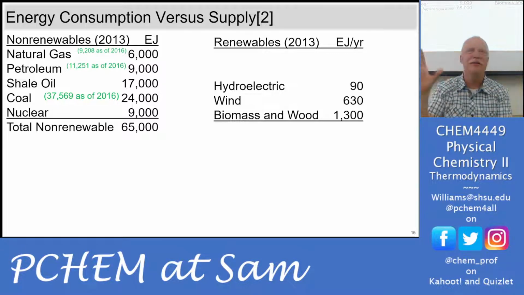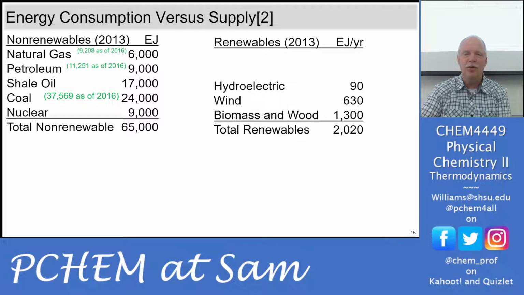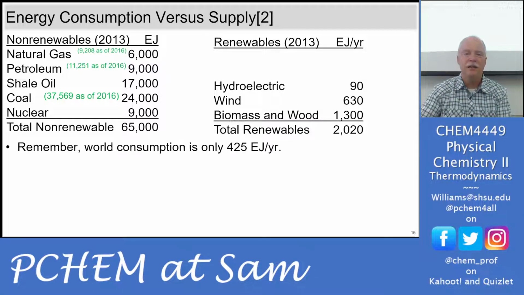And then wind, there's only certain places and so on. If you utilized all of those windy areas, we could get 630 exajoules per year. But hey, that's more than our annual consumption globally. We have to transmit it to some places. And then biomass and wood, 1300. So that would be growing our own fuel. So total renewables, hey, 2020. So we could cover our global consumption with renewables. We could do some sort of mix of these, whatever makes sense.